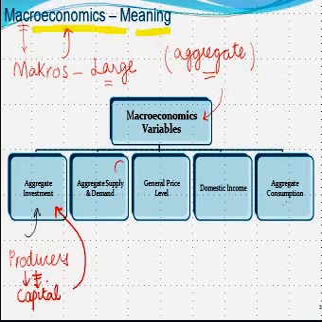The second is the aggregate supply and demand. This again adds up to whatever is the total demand or total supply in an economy. So we are not looking at individuals over here. What we are looking at is the entire demand or supply in the economy. The general price level, whether it is increasing or reducing.